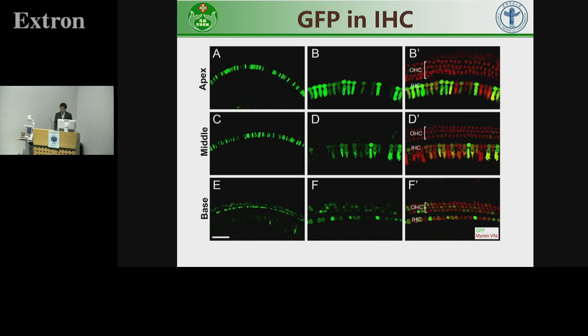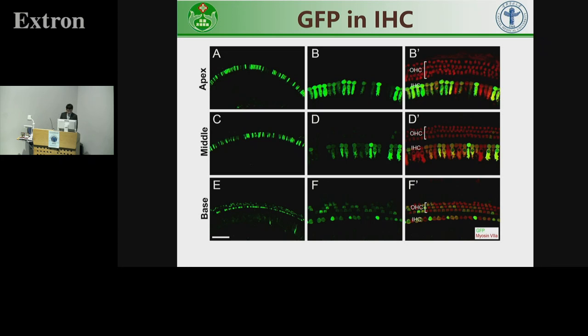Then the inner ears were dissected out for histoimmunostaining. Here is the whole mount of the organ of Corti. This column is a low mag image. Here is the high mag, and this is a merged image co-staining with myosin 7a, which is a nice marker for the hair cells. You can see three rows of outer hair cells and one row of inner hair cells.